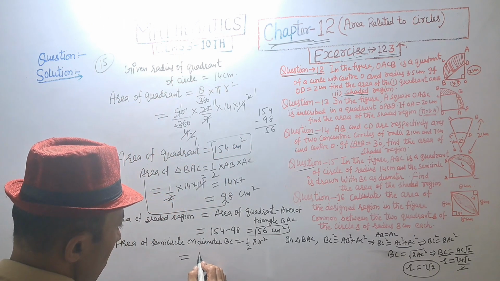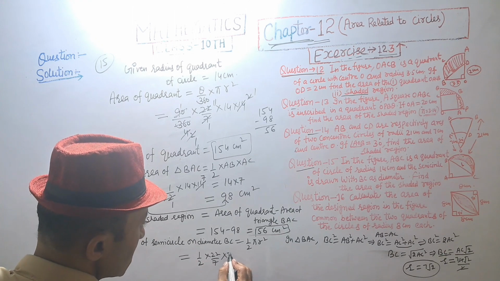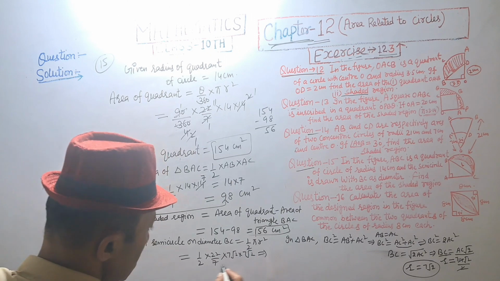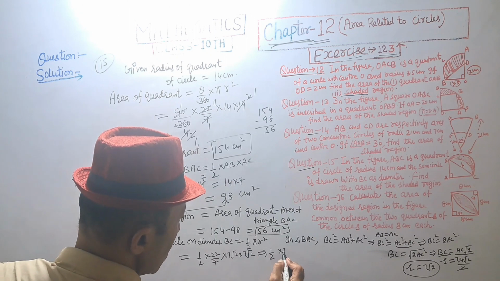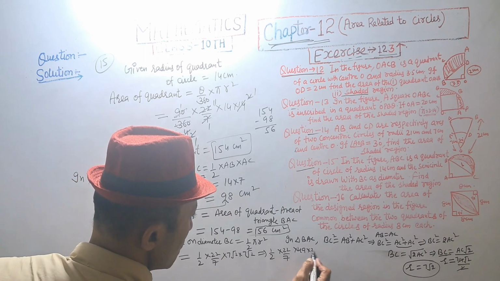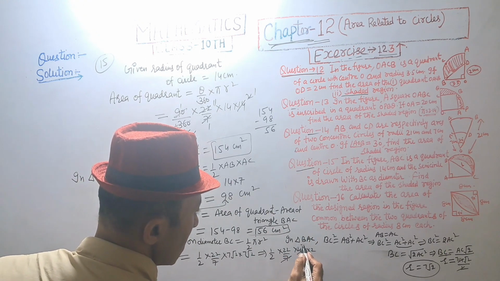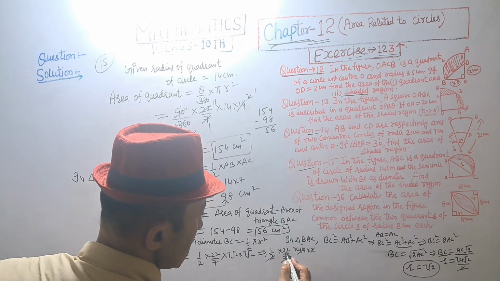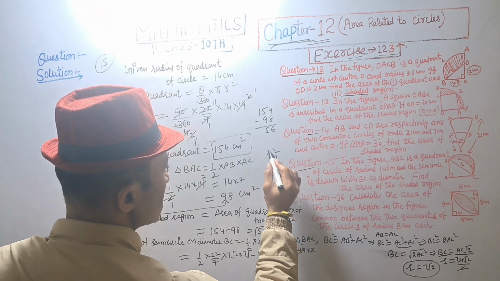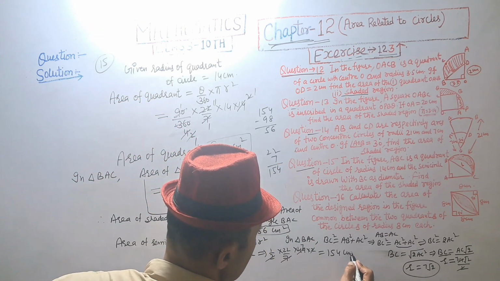This implies half into 22 upon 7 into radius, which is 7 root 2, into 7 root 2. This implies 1 upon 2 into 22 upon 7 into 7 7s are 49 into 2. Root 2 into root 2 will be 2, and 7 7s are 49. The 2 cancels, and 22 7s are 22, 7 2s are 14, plus 1, that is 15. That is equal to 154 centimeter square.